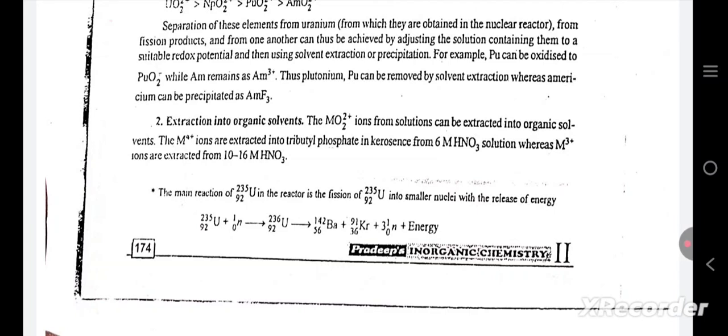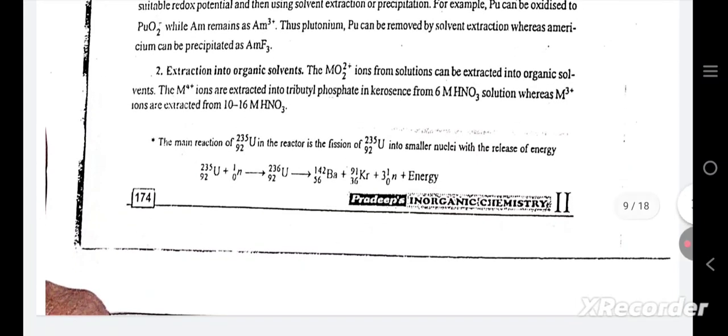Extraction into organic solvents. The MO2 positive ions from solutions can be extracted into organic solvents. The M4 ions are extracted into tributyl phosphate in kerosene from 6 M HNO3 solution, whereas MO2 ions are extracted from 10 to 16 M HNO3.